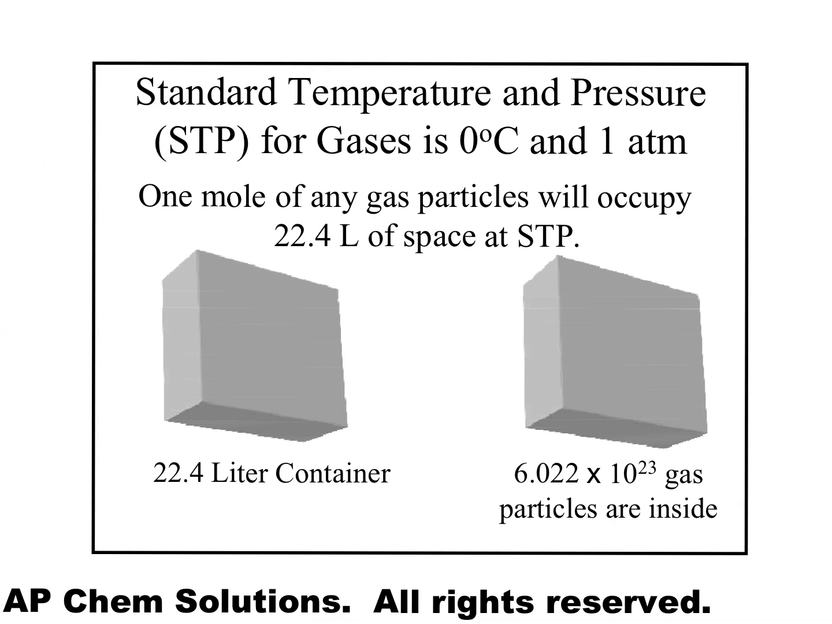Standard temperature and pressure, STP, don't forget what that means, is 0 degrees Celsius and 1 atmosphere. 1 mole of any gas is going to occupy 22.4 liters of space if we're at STP. So that's something that we can think about, and we'll use it later when we start doing some stoichiometry.